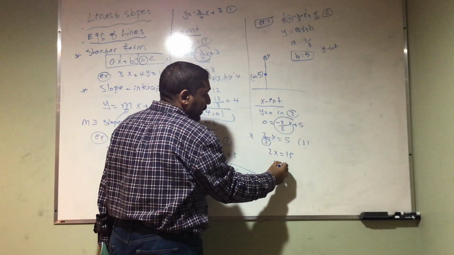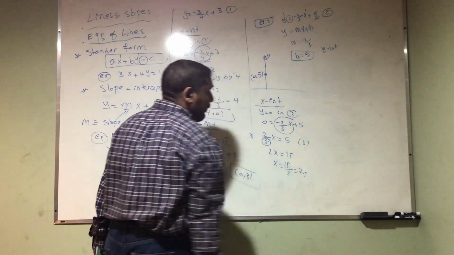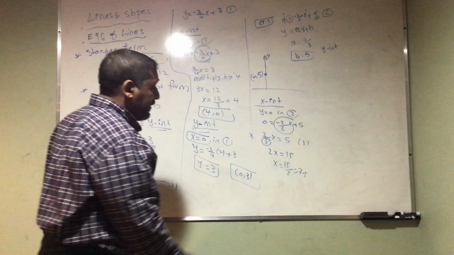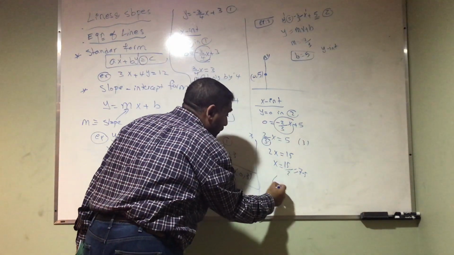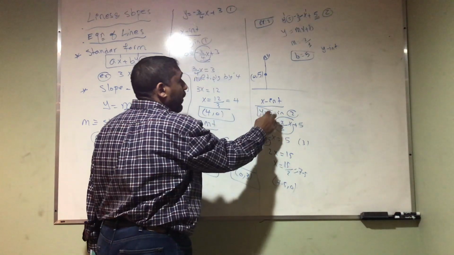Now I need to solve that for x. You get 15 over 2, which is 7.5. So that is this point here, guys. This point, your x is what? 7.5. What is your y? Your y here is 0.